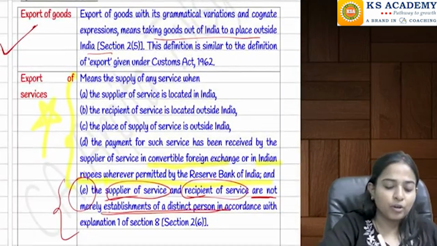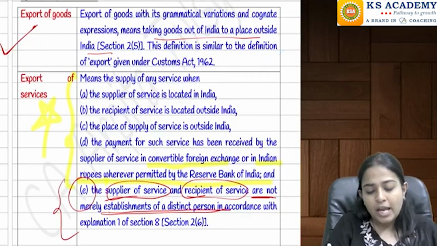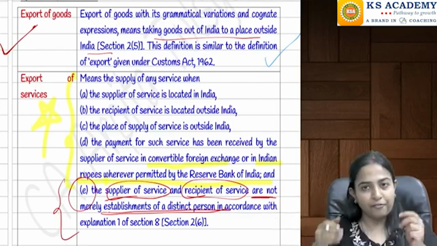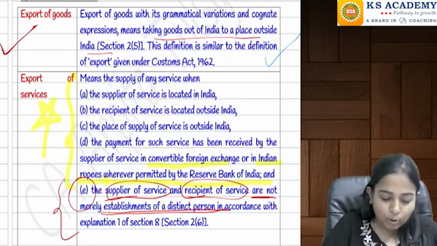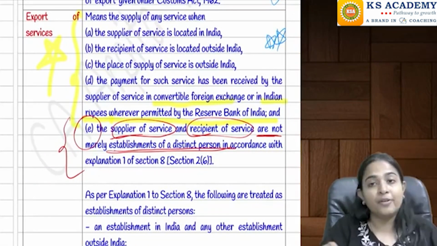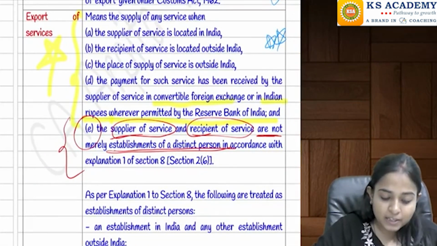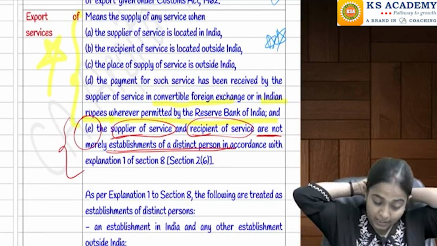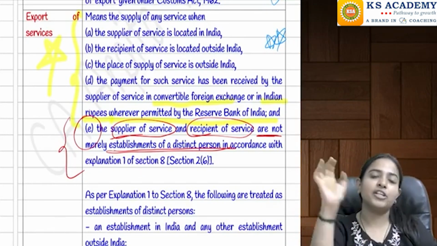The first definition is going to talk about export of goods. Export of goods has to be taken as per the name, that is taking the goods outside India. From India, the goods are taken outside India. Similarly, for export of services, the definition is going to be very, very crucial. To treat a particular supply as export, 5 conditions must be fulfilled.